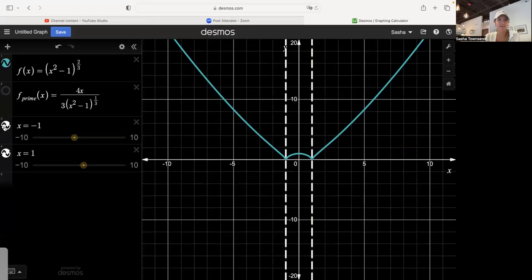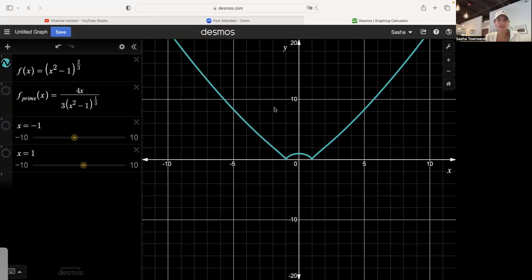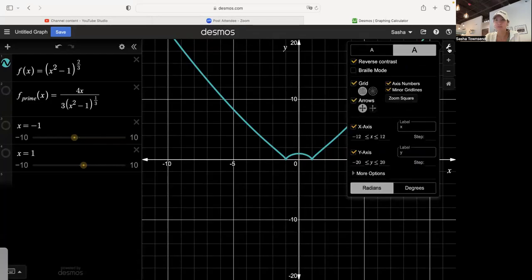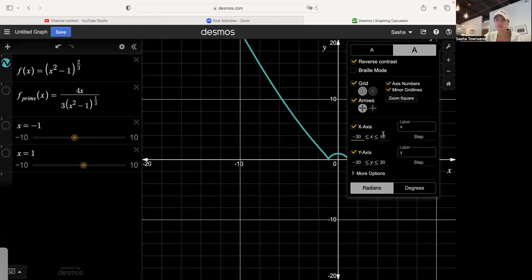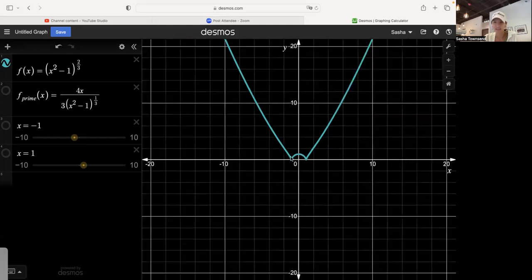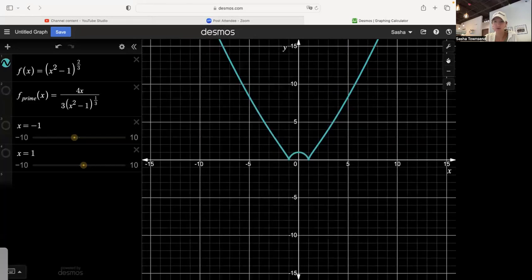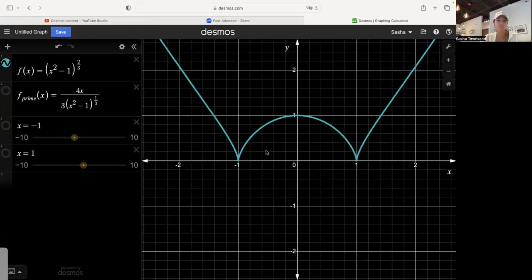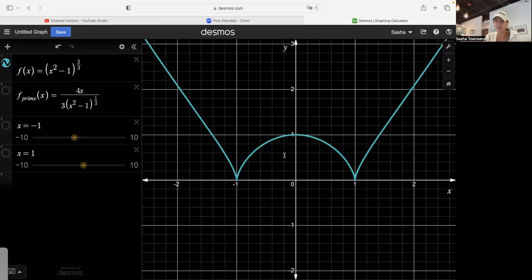Okay, so these are our graphs. This is y equals x squared minus 1 to the 2/3 power. Actually, maybe I should make my grid the same. We're gonna let x go from -20 to 20 and y go from -20 to 20. It looks like that. But the interesting things are happening very, very close to the origin. So I'm gonna zoom in a bit. And I noticed that graph is consistent with the graph that I drew on my paper.